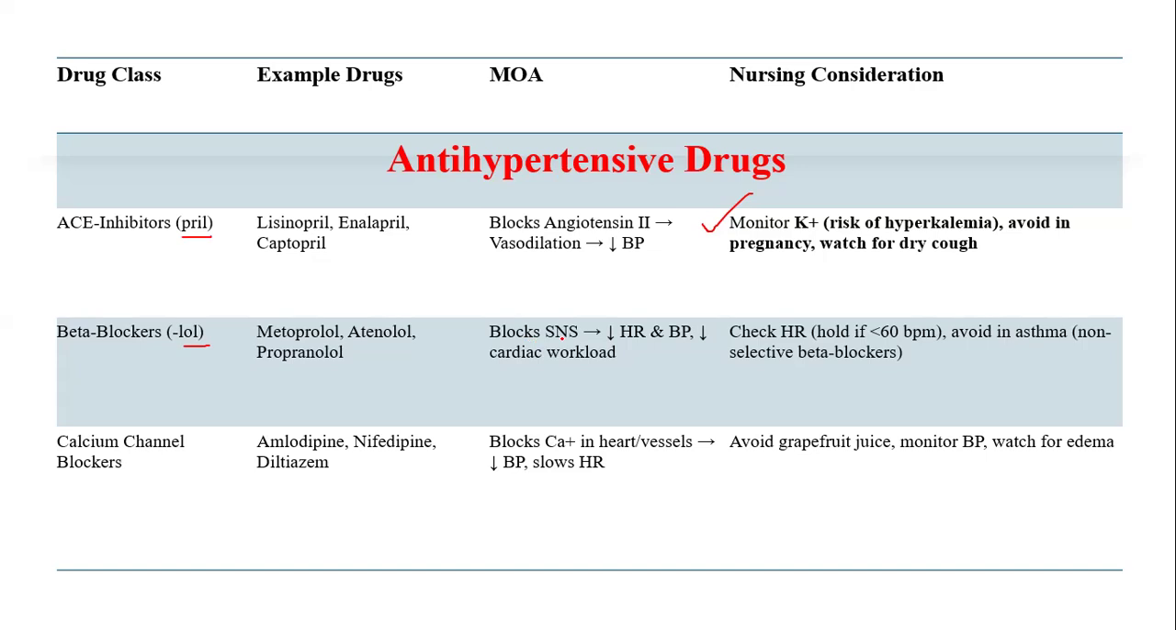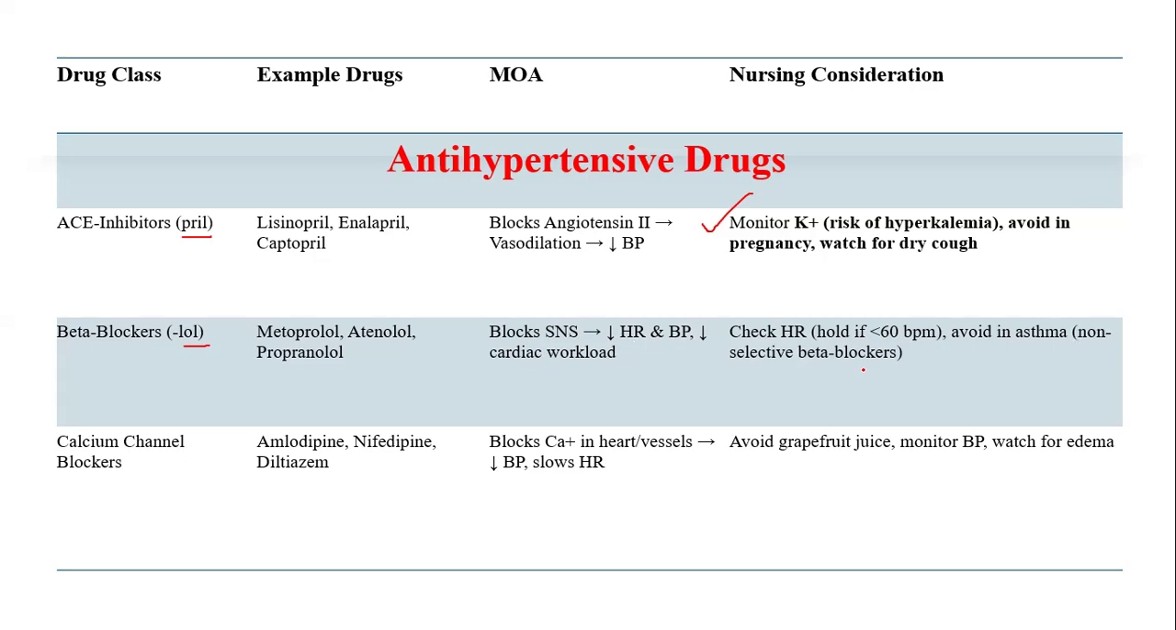How they work, like block sympathetic nervous system, decrease heart rate and decrease blood pressure, and then ultimately they decrease the cardiac workload. What are the nursing considerations? Check heart rate, hold if less than 60 beats per minute. Avoid in asthma, non-selective beta blockers.